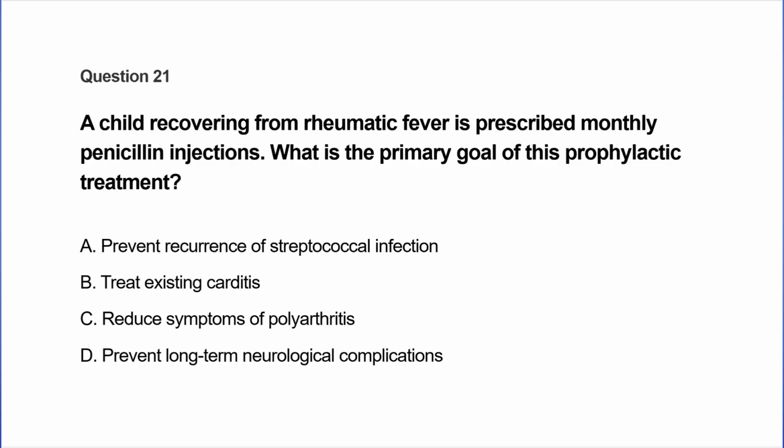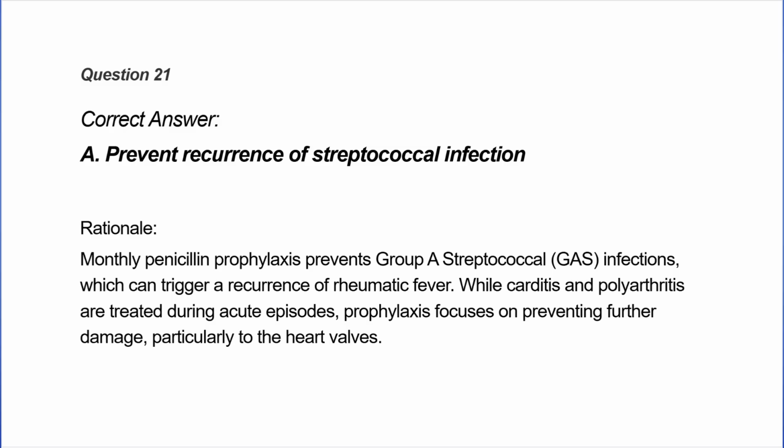Question 21. A child recovering from rheumatic fever is prescribed monthly penicillin injections. What is the primary goal of this prophylactic treatment? A. Prevent recurrence of streptococcal infection. B. Treat existing carditis. C. Reduce symptoms of polyarthritis. D. Prevent long-term neurological complications. Answer: A. Prevent recurrence of streptococcal infection.